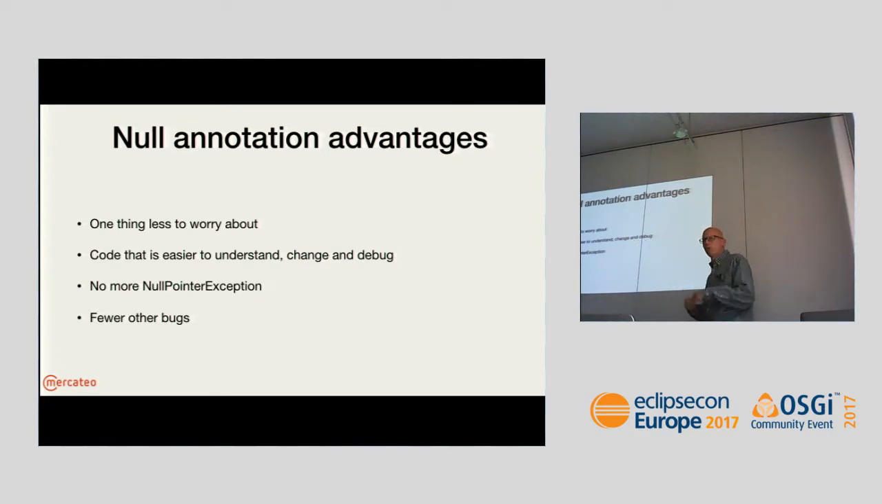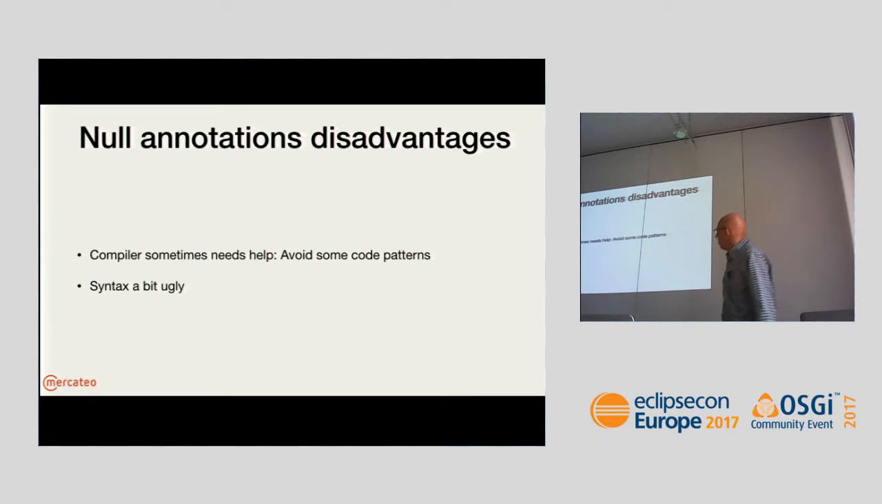When I annotate code, I usually always find some bugs. And a nice side effect is that, because the compiler cannot do anything with some code patterns, you end up using code patterns that humans also find easier to understand, change, and debug. So there's more benefit than only avoiding NPEs. Then the disadvantage is that sometimes it makes your code better, but the compiler doesn't understand everything, so you need to avoid some code patterns. And the syntax is a bit ugly with this Nullable.